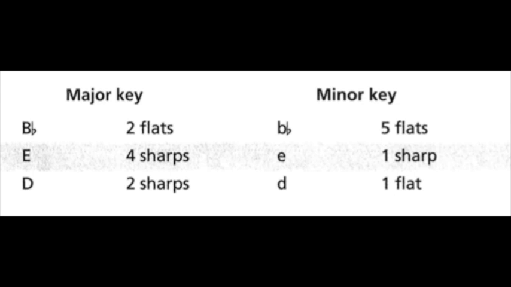For E major, it has 4 sharps in its key signature. So instead of adding flats, we take away sharps. So we remove 3 sharps, leaving us with 1 sharp, and that would be our E minor. We can also see D here.